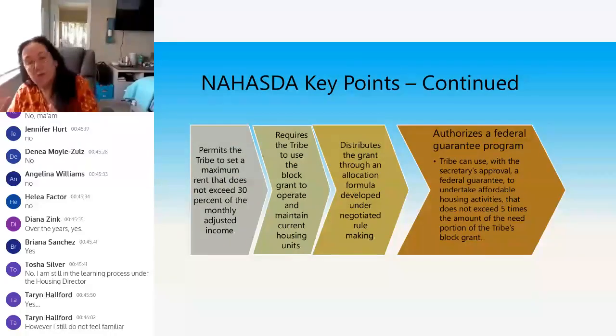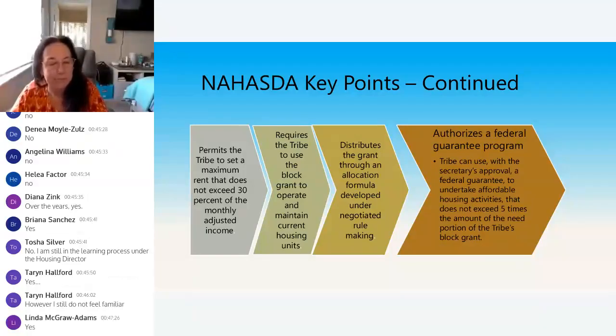So it also, the key points, permits the tribe to set a maximum rent that does not exceed 30% of that family's monthly adjusted income. What does that mean? That means 30% of zero is zero.